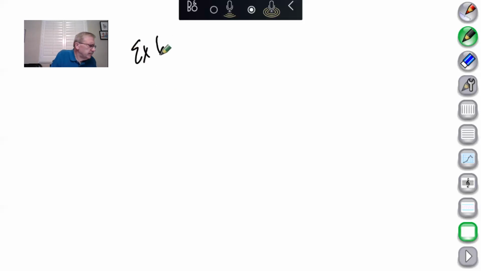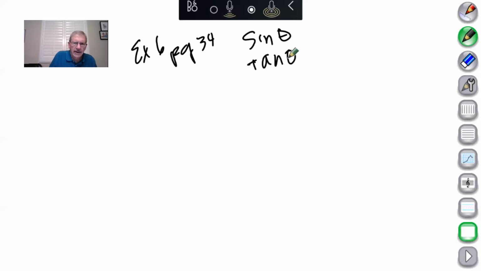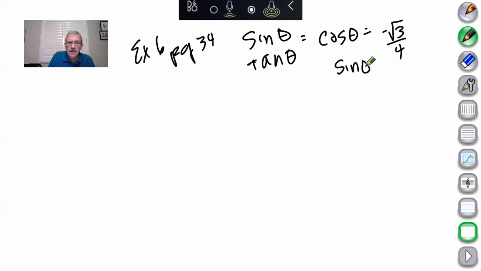Example 6, page 34. Interesting little problem. They want us to find the tangent of theta. And all the information they gave us was that the cosine of theta is negative radical 3 over 4. And they also told us that the sine of theta is going to be positive. It's greater than 0.